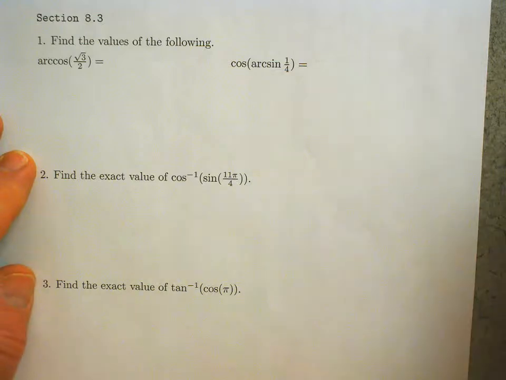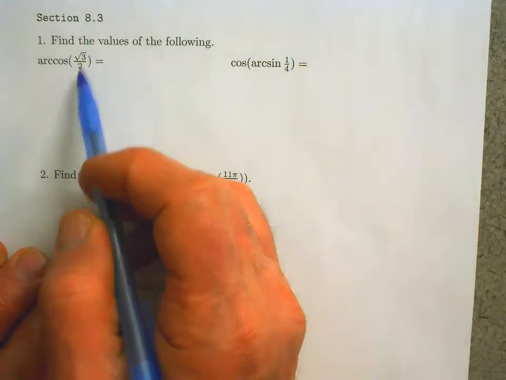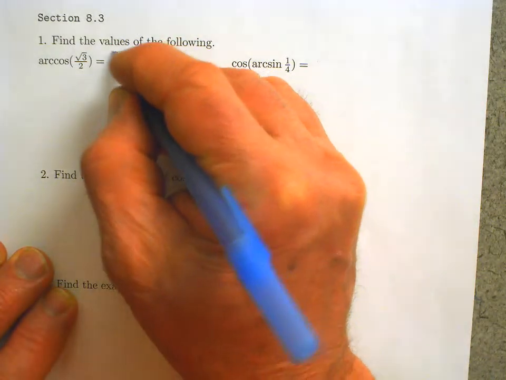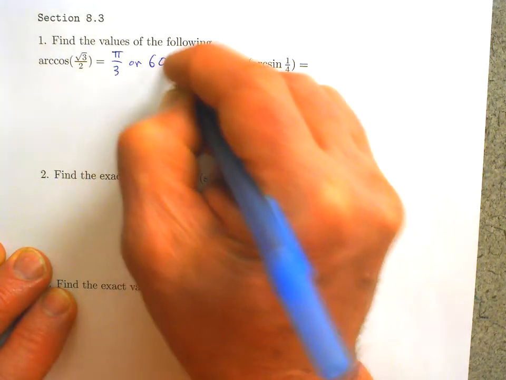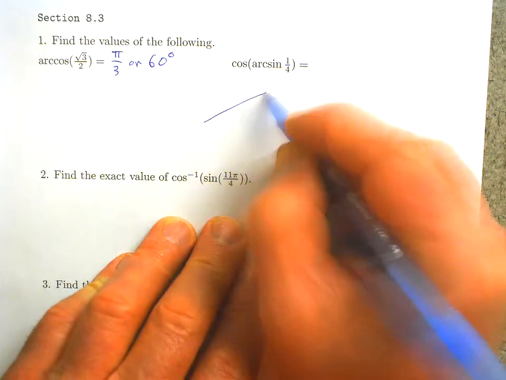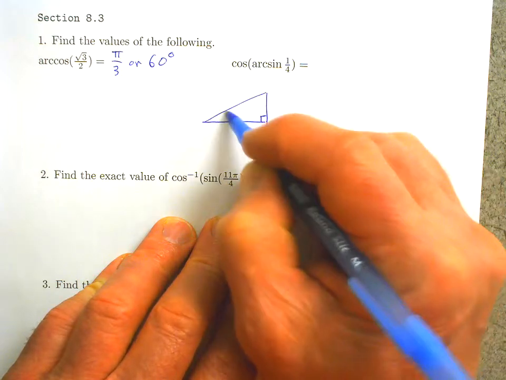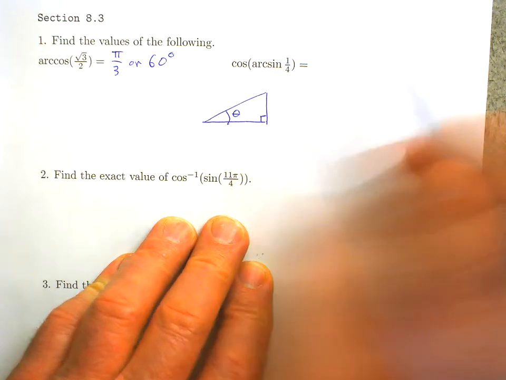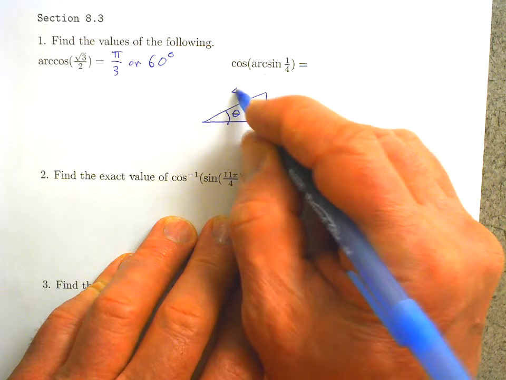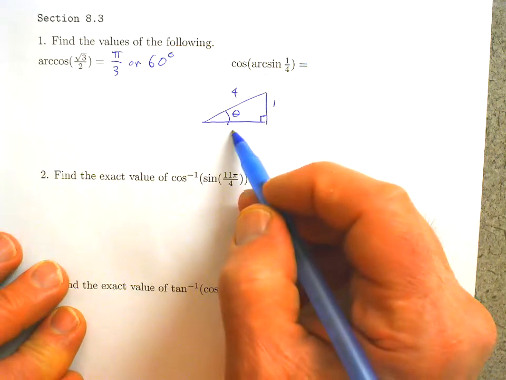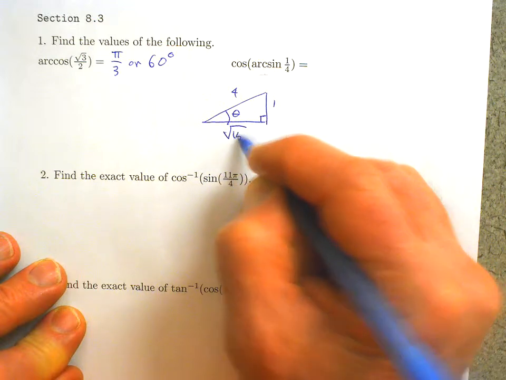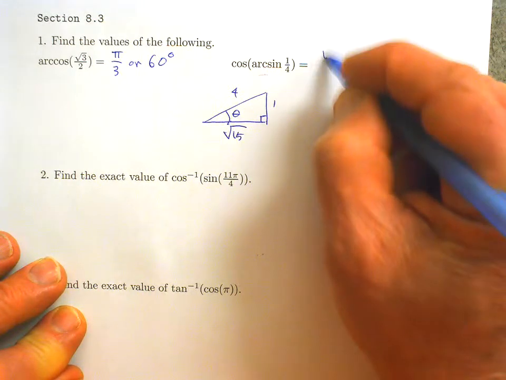Okay, find the values. The arc cosine of square root of 3 over 2, or the inverse cosine of square root of 3 over 2, is pi over 3, or 60 degrees. The cosine of arc sine of 1/4, well, on this one we can use a right triangle. So we want to find the cosine of theta. If theta is arc sine of 1/4, then the sine of that is 1/4. And then using the Pythagorean theorem, we get that this is the square root of 15. So the cosine of that angle is the square root of 15 over 4.